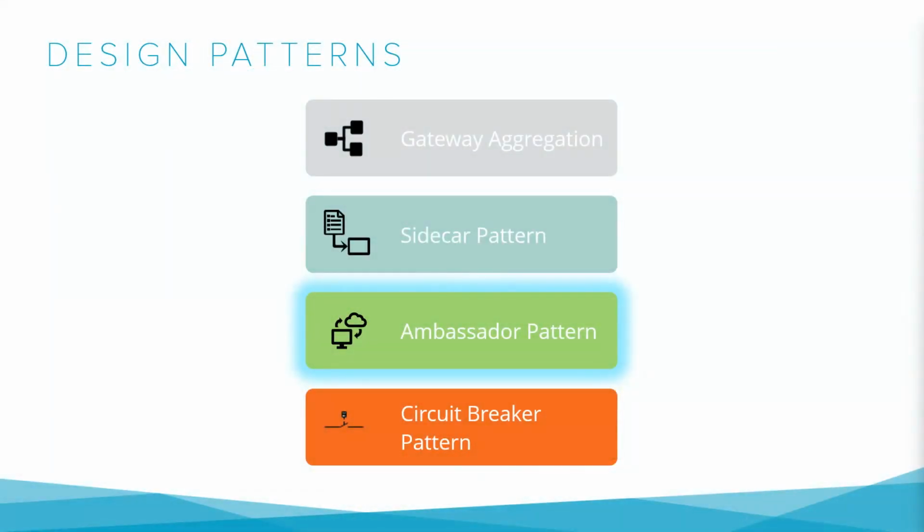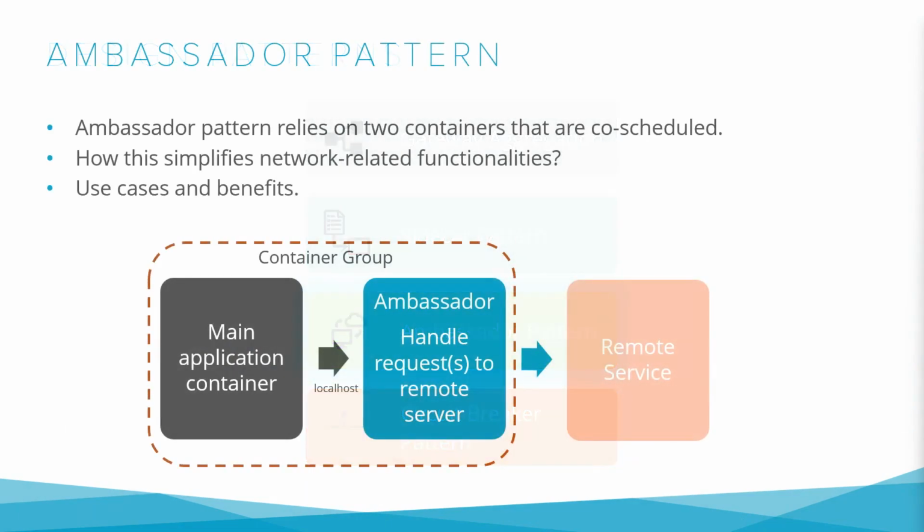The ambassador pattern. Like Sidecar, the ambassador pattern relies on two containers that are co-scheduled. Here, the interactions between the application container and external services are managed by an ambassador container. Well, sounds complex. Let's see an example again.